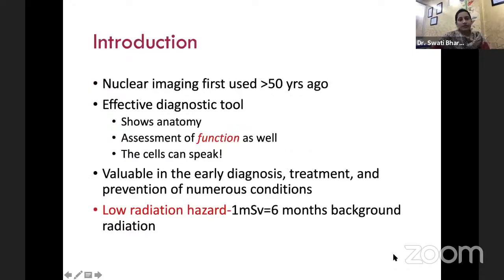So nuclear imaging has been available for more than 5 decades. We have other tools like ultrasound, MCUG, CT scan, which we routinely use in identifying various renal conditions, but they provide important anatomical details. In addition, the advantage of nuclear medicine is it provides assessment of function as well, and the radiation hazard is really low. It does not require fancy equipment, and together with other investigations, it provides valuable morphofunctional information which helps us in early diagnosis and management of numerous renal conditions.